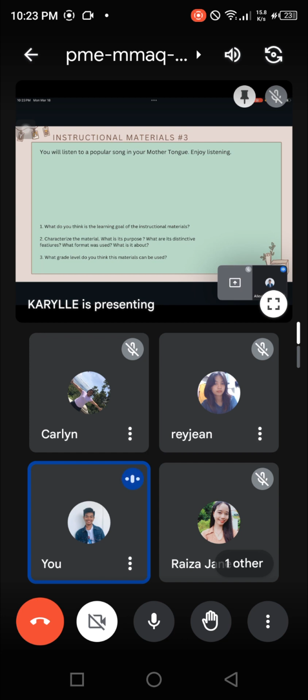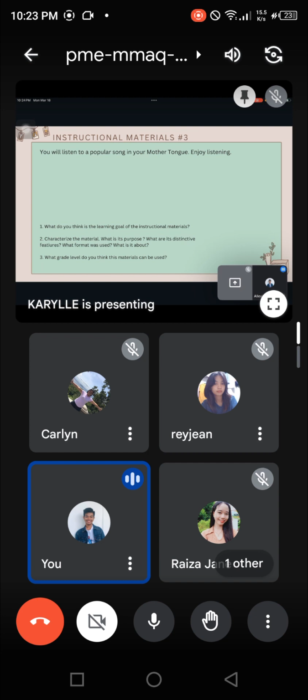What do you think is the learning goal of the instructional materials? So characterize the material. What is its purpose? What are the distinctive features? What format was used? What was it about? What grade level do you think these materials can be used?